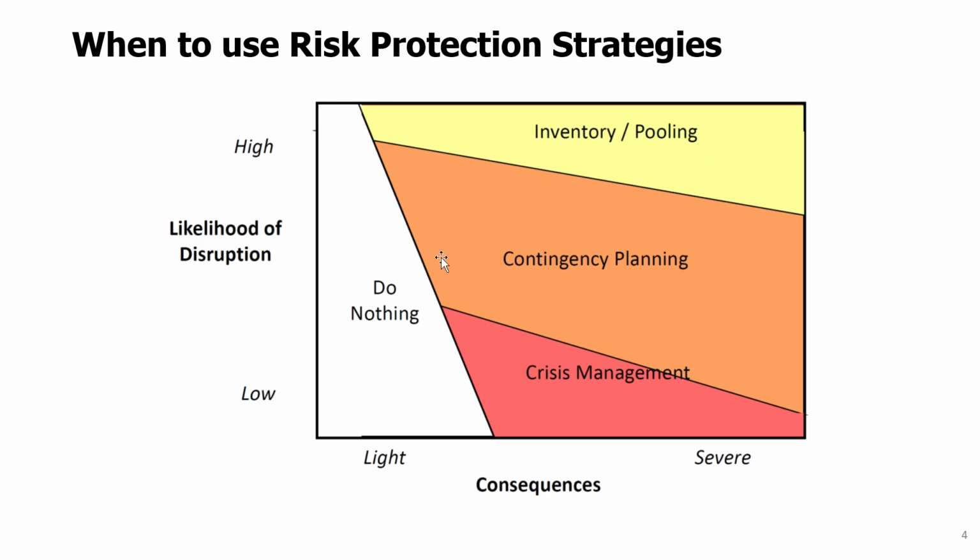When the likelihoods are smaller, we use contingency planning for medium to very severe situations. And you notice that we will have contingency planning for things that have medium consequences and medium likelihood of disruption. However, if things have very severe consequences, we may try to predict even things that have low likelihood of occurring. For the remaining things, we have crisis management. Usually, these are things that have quite severe consequences but are very hard to predict.